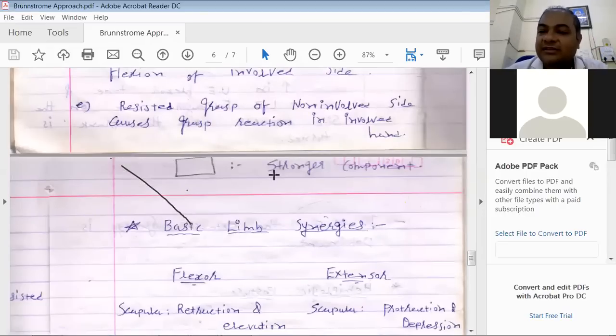How to use the associated reaction, right? So we first discussed the reflexes. Okay, what reflexes we have to use? Second is the associated reaction. How to use the associated reaction for producing the movement on the opposite side, means the affected side.